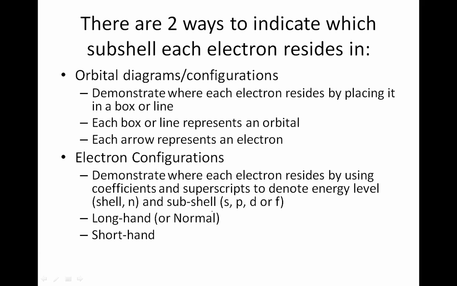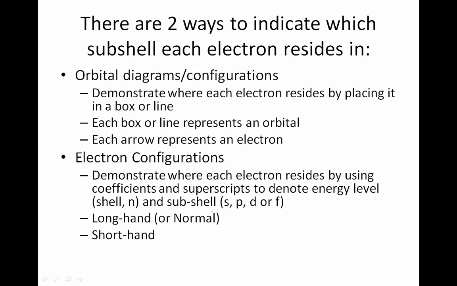Alright, so for the rest of this lecture, we're going to focus on two things. That we can figure out how and where an electron resides by looking at either orbital diagrams or electron configurations. So, orbital diagrams, we're going to start with that.